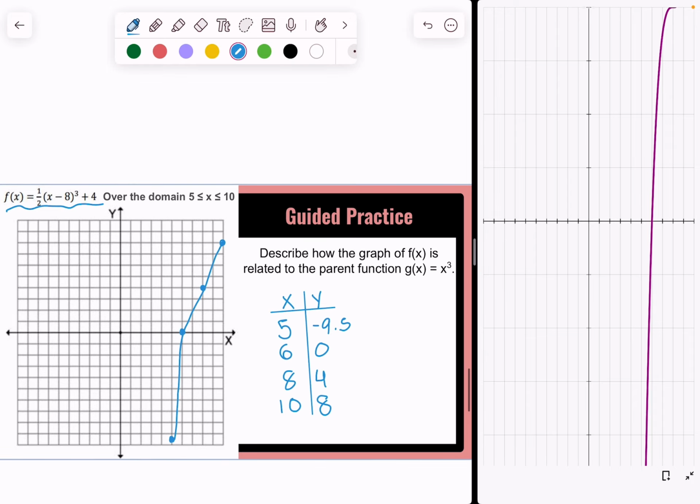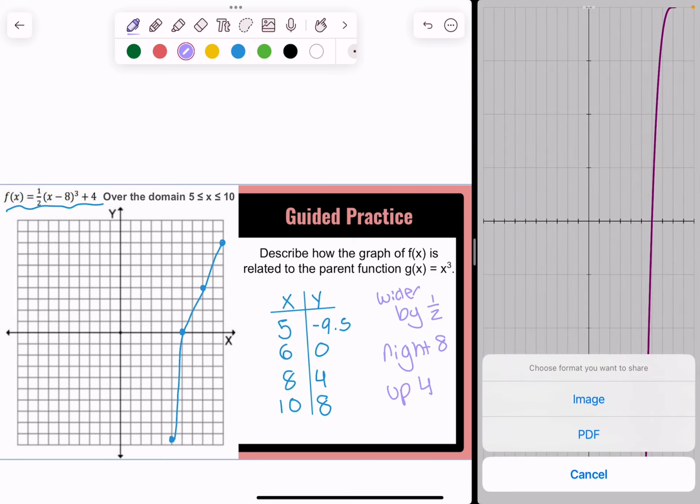All right. And how are they different? Let's label what each of these things do. The 1/2 is smaller than 1, so that makes it go wider by 1/2. The -8 means it goes to the right 8. And the +4 means it goes up 4. Perfect. And now let's look at the next one.